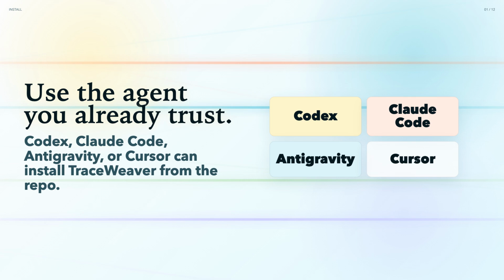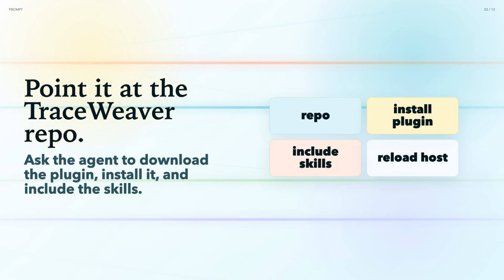Start inside the coding agent you already use. Codex and Claude Code are the supported alpha paths today. Anti-gravity and Cursor can be explored where your environment supports repo-based plugins or skills, but keep those paths as compatibility testing until your own runtime proves them.